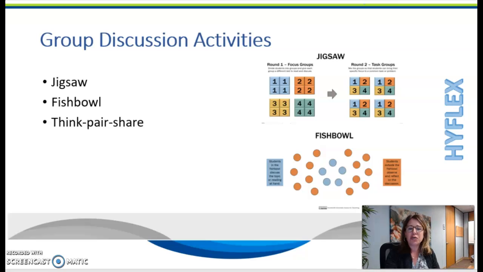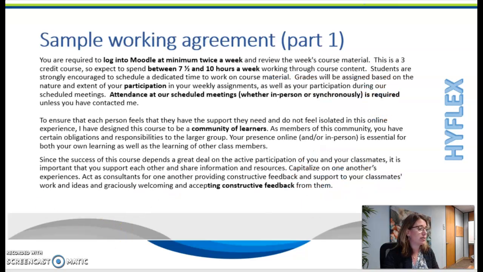Think, pair, share, we talked about before, which is to have a student read an article, pair with another student to discuss it, and then share their findings with a larger group. This is a real simple, great way to make sure that students are engaged on a regular basis: think, pair, share.